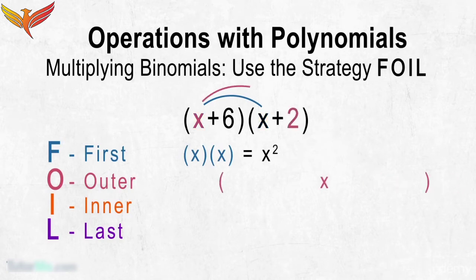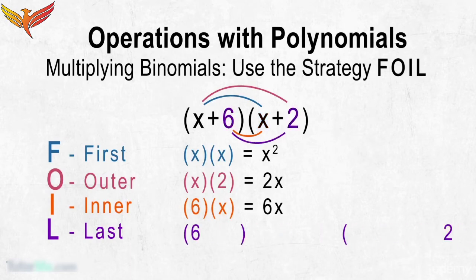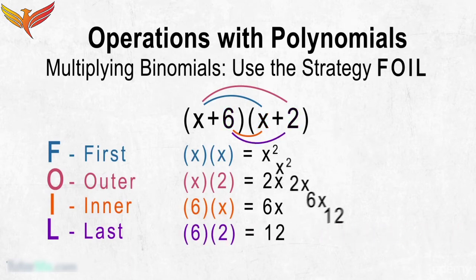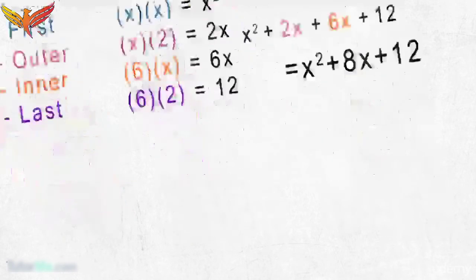Now the outer terms, x times 2. That gets us 2x. Now the inner terms, 6 times x, that's 6x. Finally, 6 times 2. So that leaves us with these four terms: x squared, 2x, 6x, and 12. Now we'll combine the two like terms, 2x and 6x, to get 8x. And our final term looks like this: x squared plus 8x plus 12.